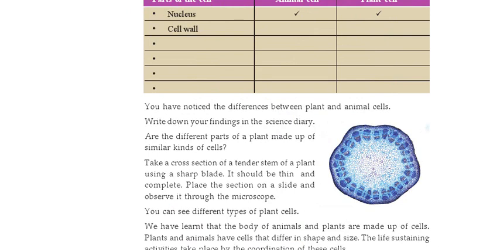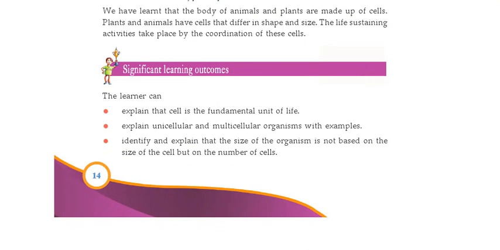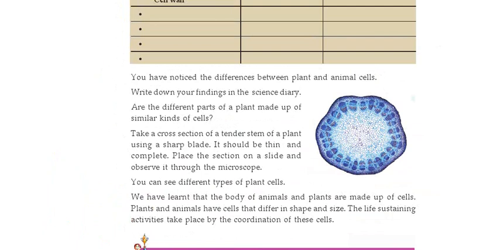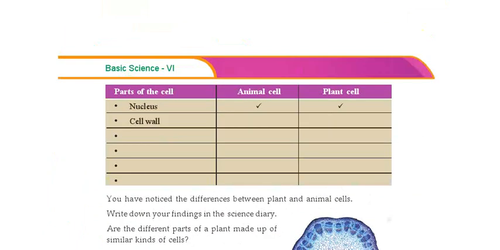Now we can go to how to fill up this table below. Observe this table. Now observe this picture, the table. How can we fill up this table? What all things are given in this table? Parts of the cell, then animal cell, plant cell.